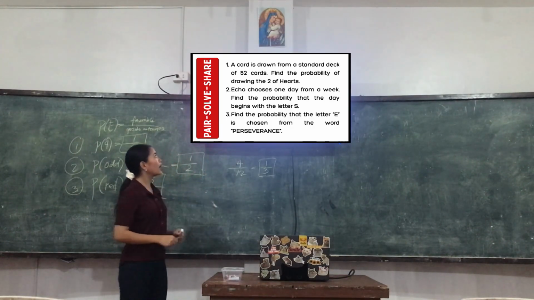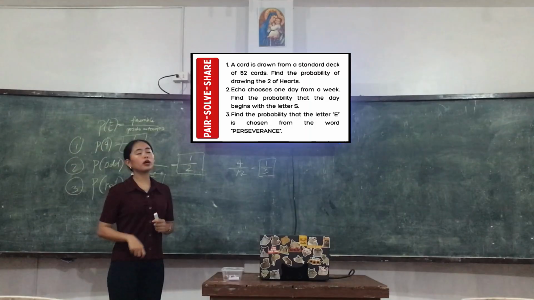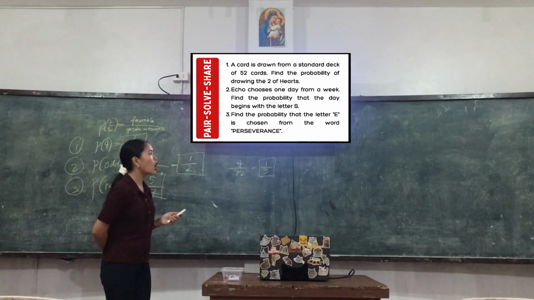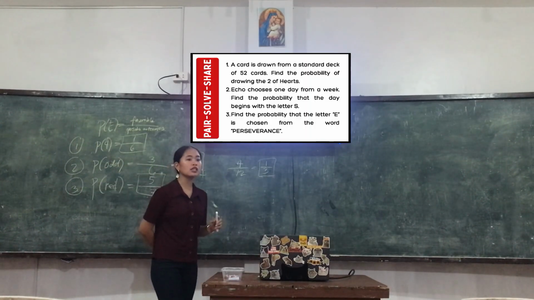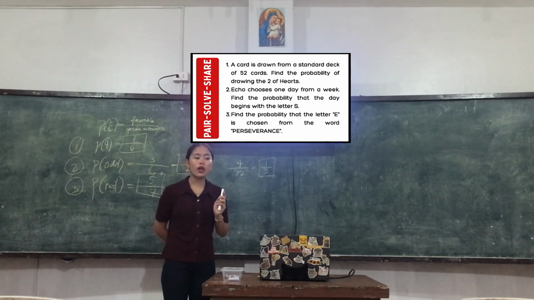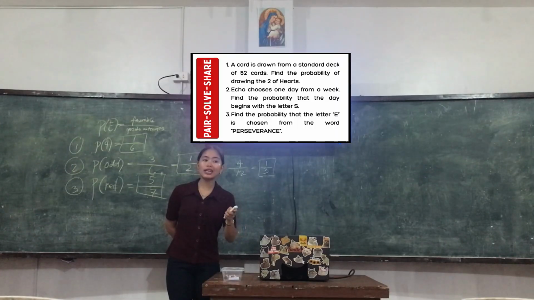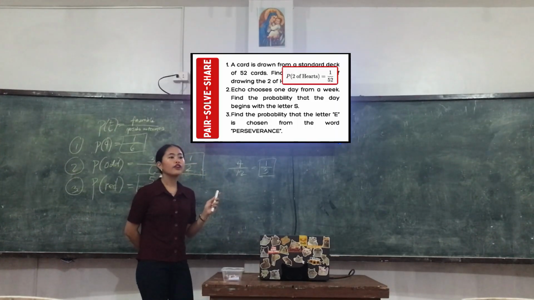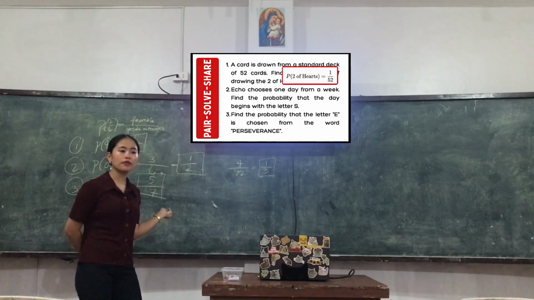Okay, so for number 1, you are to find the probability of drawing 2 of hearts. So how many hearts are there? There's just 13 hearts, but there is only one card that has the number 2. So therefore, the probability is 1/52. So both groups got the correct answer.